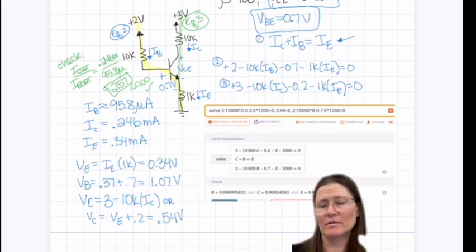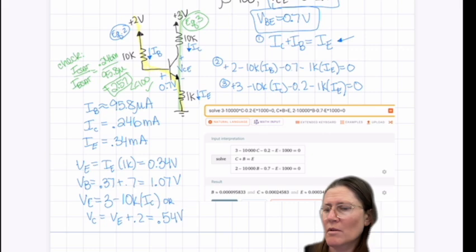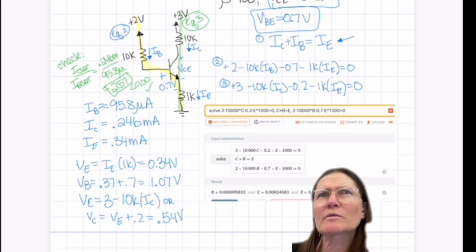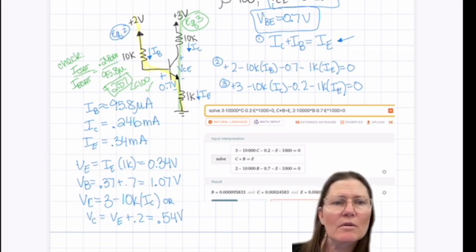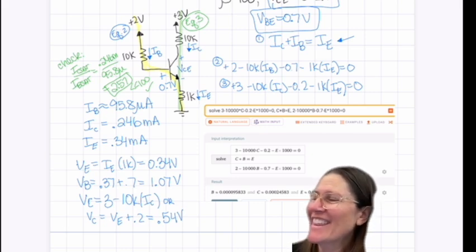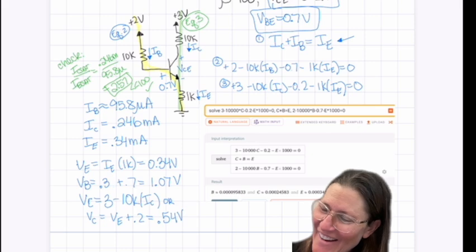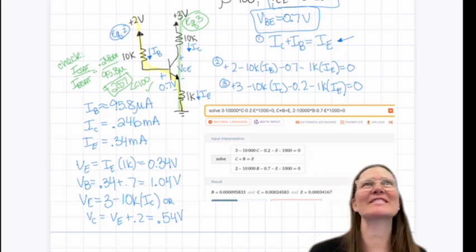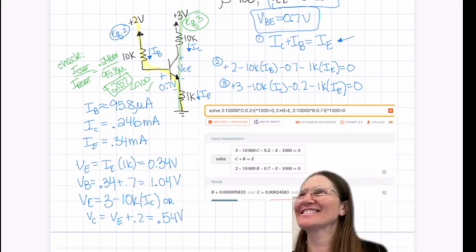Yes. Where did the 0.37 come from in VB? So say that again, where did the 0.37 come from? Thank you. Yes, 0.34. So 1.04 volts. Yes, thanks.